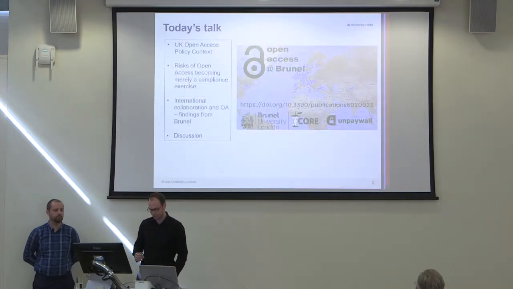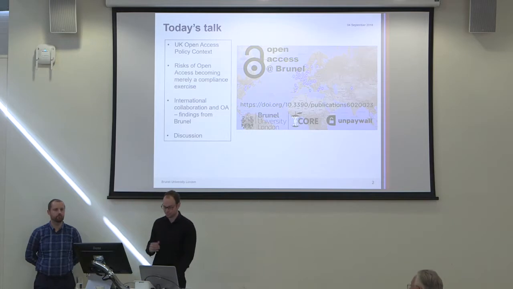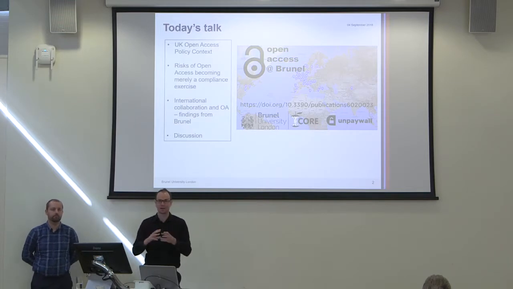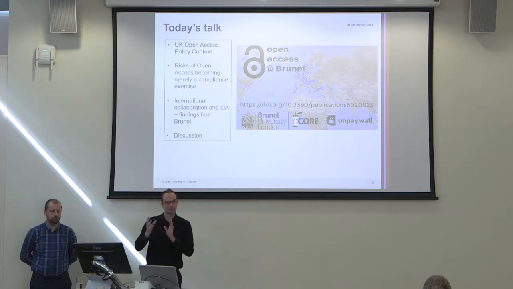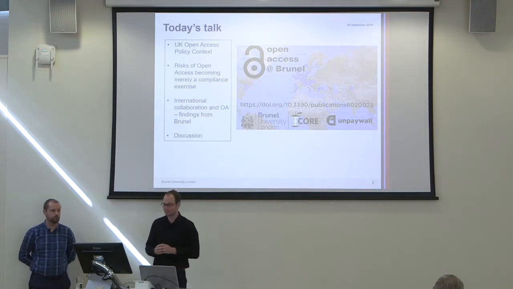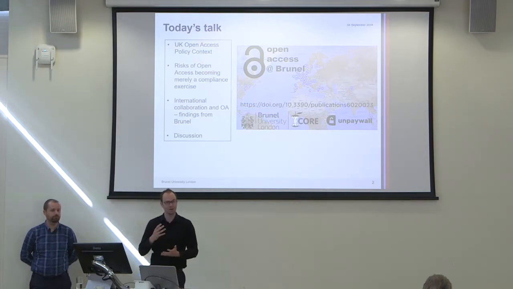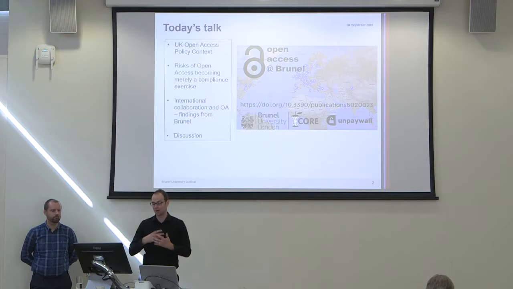So I'll just run through what we're going to talk about. We won't take up too much time, maybe 15 minutes or so. What we want to touch upon, first of all, is the UK open access policy context as essentially a good case study to talk about open science, about the policies and mandates around it, and about how researchers are simultaneously undertaking broader research collaborations and how these policies fit or maybe even hinder those kinds of collaborations.